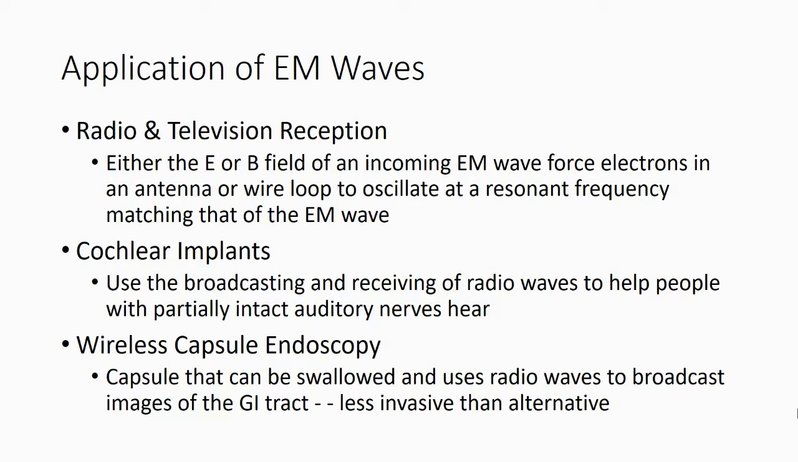Some applications, a ton of applications, but here are some. So antennas on cars, you have a radio in your car probably. Either the electric or the magnetic field of the incoming light wave forces the electrons in your car antenna or the wire loop to oscillate at a resonant frequency that matches that incoming wave, and then that can be converted into information, sound waves, all of that.